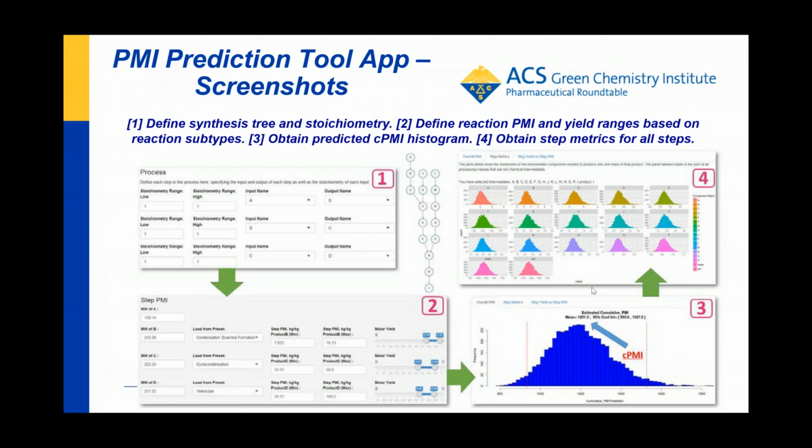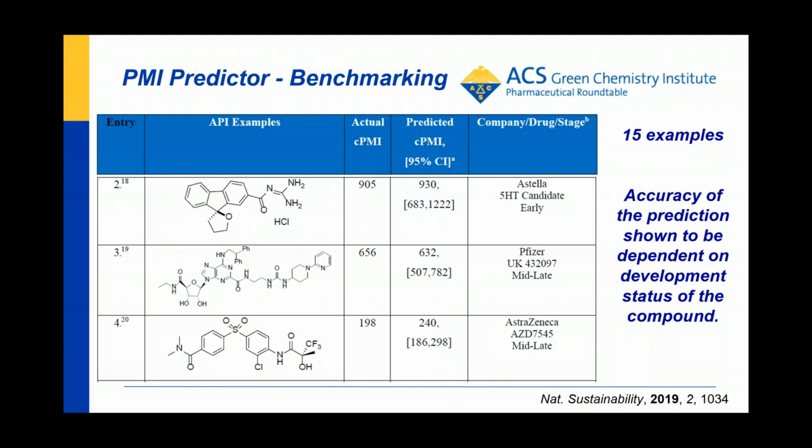So it's really nice developing this tool, and one of the advantages of developing it is that you have real data to benchmark it against. So what the team did is they looked at 15 case studies. Three are presented on this slide. They had the actual cumulative PMI shown here in the first column, and then they were able to get a predicted cumulative PMI and the 95% confidence interval, shown in the brackets below in the boxes here, for a number of pharmaceutical intermediates.